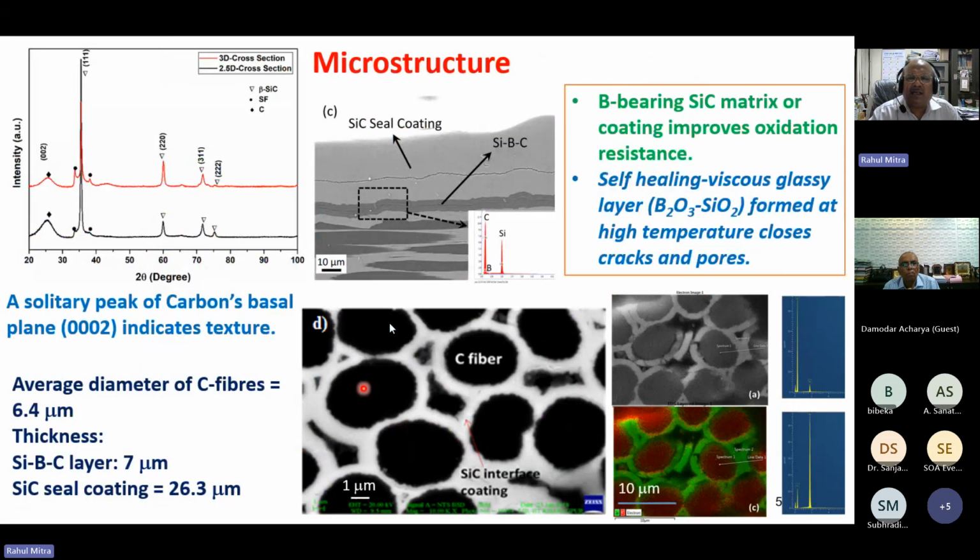So now this is the silicon carbide SiC seal coating and SiBC, and then the carbon fiber silicon carbide composite. This is a cross section of carbon fiber surrounded by SiC, and the average carbon fiber diameter was 6.4 micrometer. The SiBC layer here is about 7 micrometer. The SiC seal coating was 26.3. The SiC seal coating helps in improving the oxidation resistance of this CFSiC composite. And even if the SiC seal coating gets oxidized, the SiBC forms a borosilicate scale, which is self-healing in nature. So this is the reason why SiBC is deposited beneath the SiC seal coating.